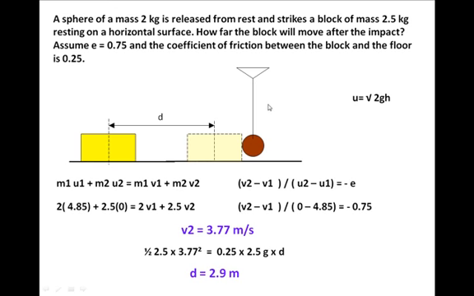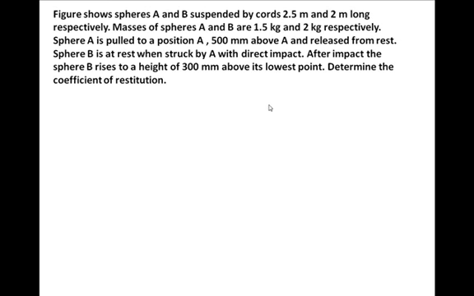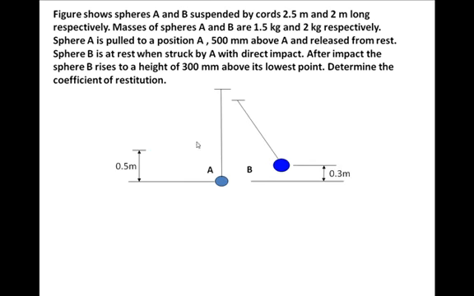That's what was asked. Look at one more problem, which says the figure shows spheres A and B suspended by cords 2.5 meter and 2 meter long respectively. Masses of the spheres A and B are 1.5 kg and 2 kg respectively. Sphere A is pulled to a position which is 0.5 meter above its lowest point and released from rest. It is held here and then released. What will happen? It will come, hit here, and this pendulum will move like this.